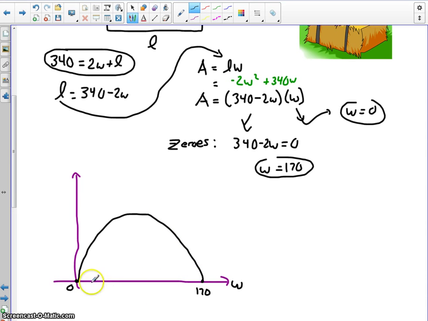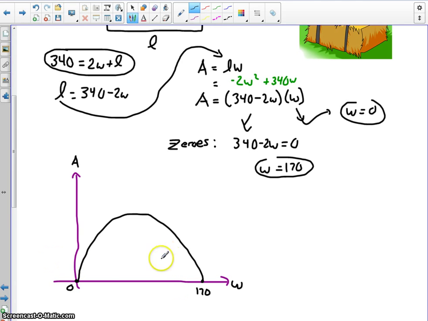Now you'll notice here that I'm not continuing the graph any further down here because my independent variable is width, my dependent variable is area, and I can't have a negative area. That doesn't make any sense. So there's my first real life restriction here: instead of a parabola just continuing forever downwards, it's going to stop at 0 because I can't have a negative area. So that's going to be incorporated into our domain and range later.